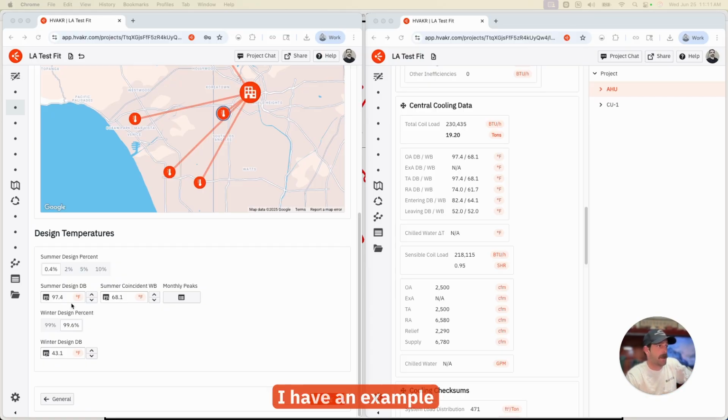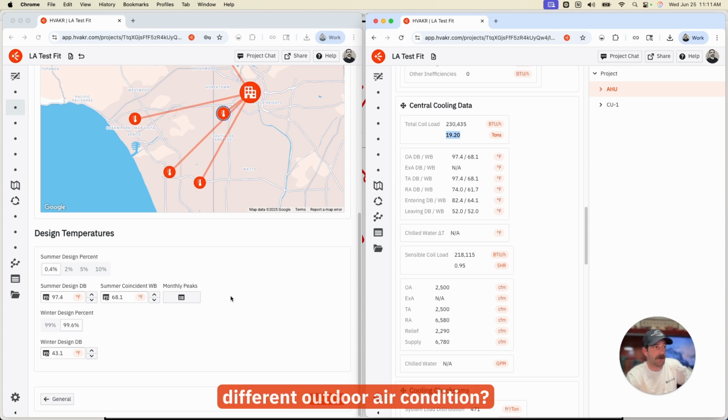So right here, I have an example project, and this is based on default ASHRAE weather data, my summer design conditions at 0.4%. I have a dry bulb of 97, a coincident wet bulb of 68. My total load for my system here, just looking at my coil data, is 19.2 tons. Great. But what if I want to check a different outdoor air condition?